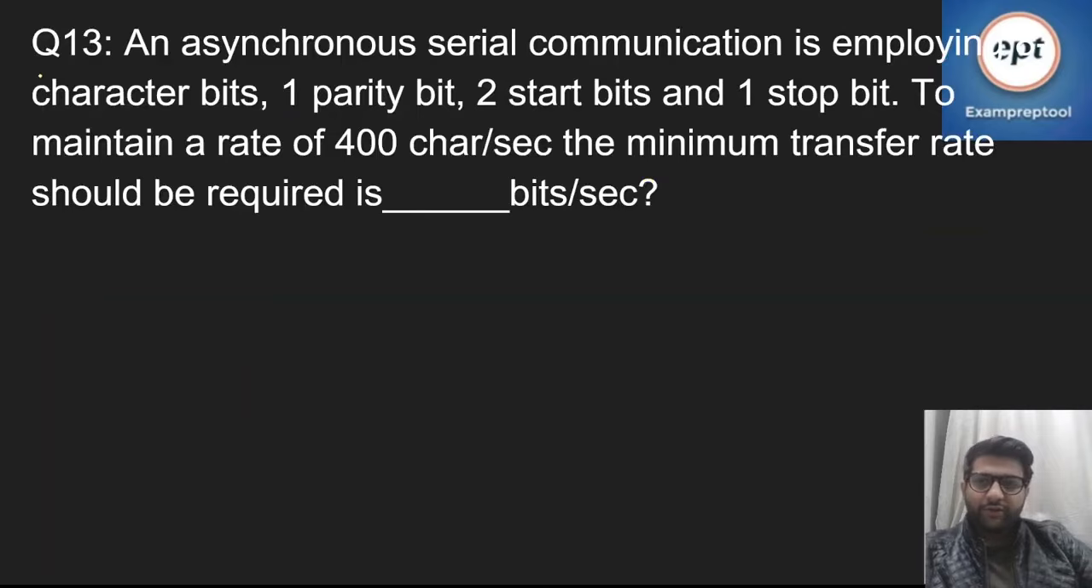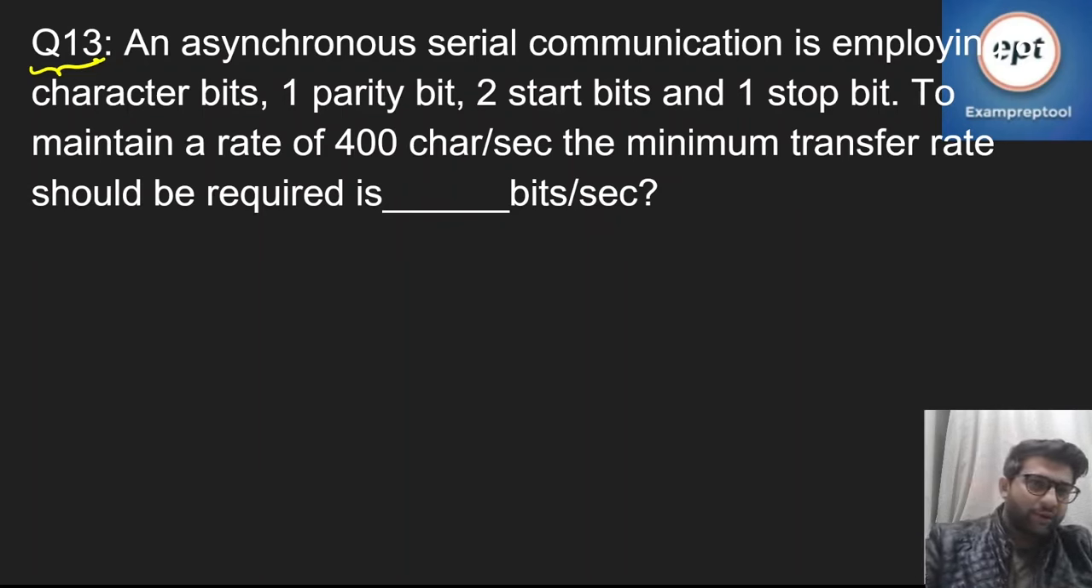Right? So let's move to question number 13. Again, this is a question on transmission speeds or data transmission. Let's try this question on your own once, if you have understood the concept that I have explained. So when asynchronous serial communication is employing... sorry, this was not visible.